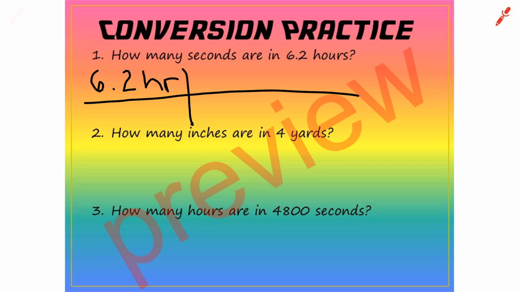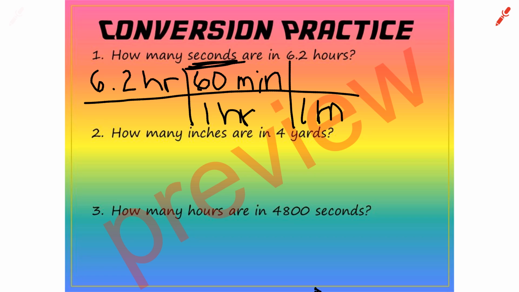Now, I don't know how many seconds are in an hour. So I say, well, okay, what do I know about an hour? Well, I know the hour part has to go down here. In 1 hour, what do I know? I know that there's 60 minutes, right? Okay. Is minutes what I'm trying to find? No, I'm trying to find seconds. So, what do I know about a minute? In 1 minute, there are 60 seconds. Okay. Well, that one wasn't so bad, was it?